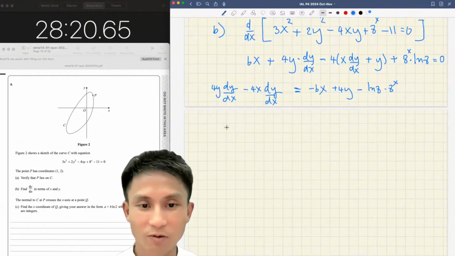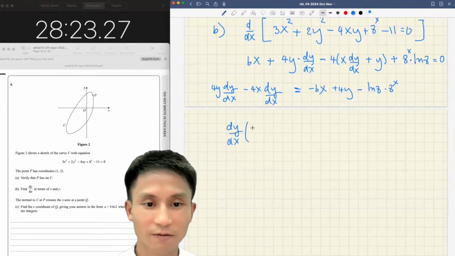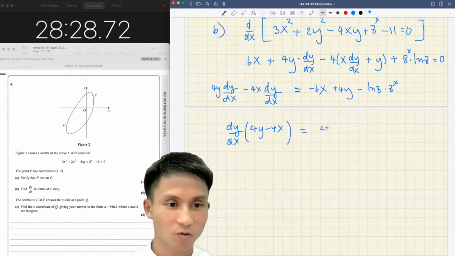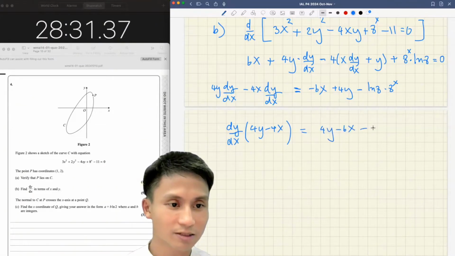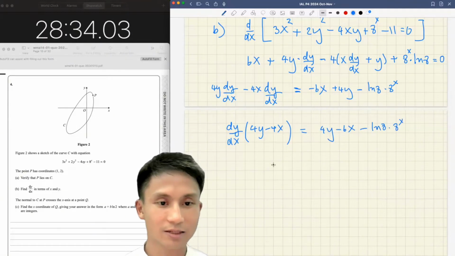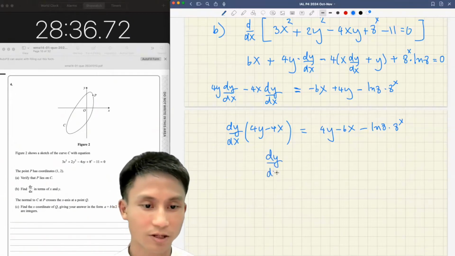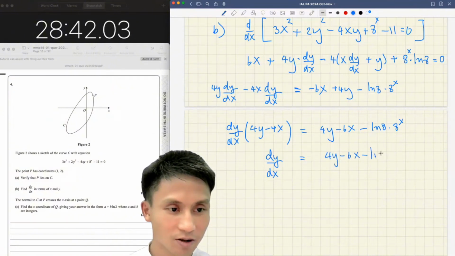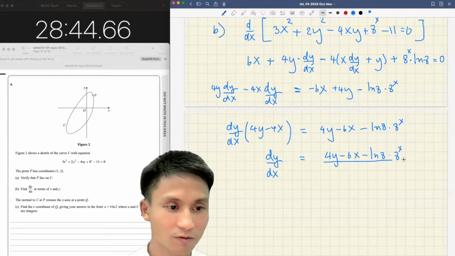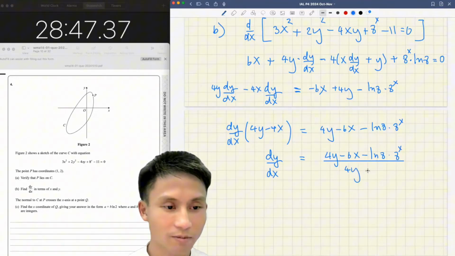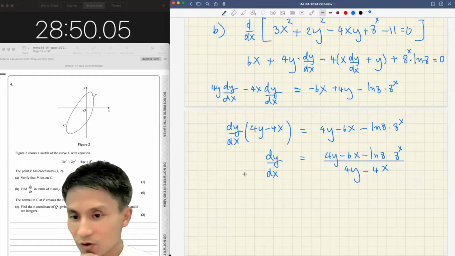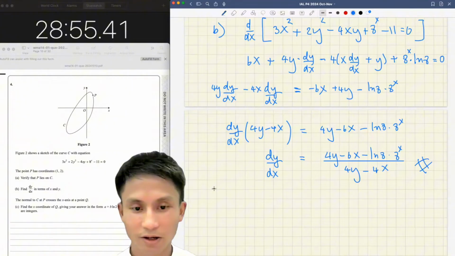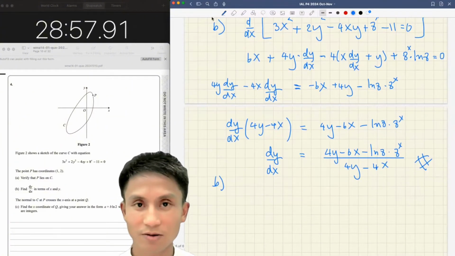So if we isolate dy by dx, we need to factor that out. We get a 4y minus 4x here, and then this can be 4y minus 6x minus ln 8 times 8 to the x. So there you go, dy by dx as the subject: we have 4y minus 6x minus ln 8 times 8 to the x, divided by 4y minus 4x. We could factorize 4 out, but I guess we don't need to in terms of x and y. So that's done.